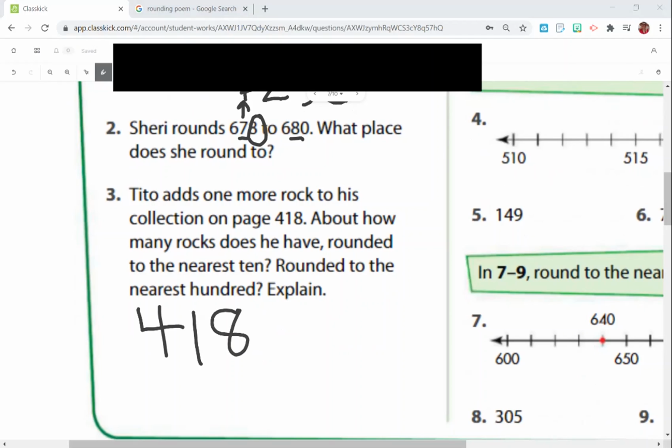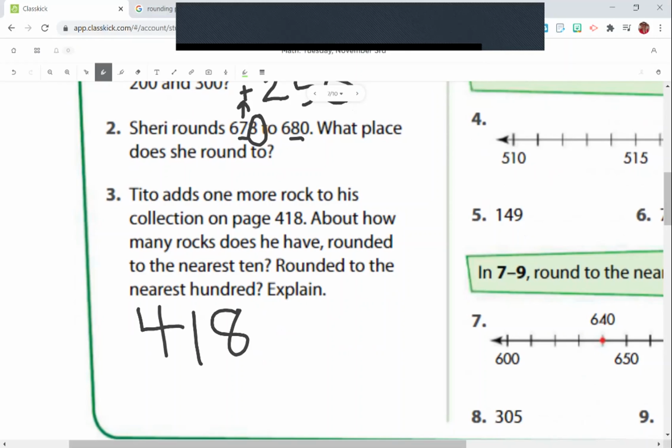I use different colors to find my place. So we are rounding to the nearest 10. So I'll find my place and look next door. That is the number that will change my tens place. If it is 4 and below, I'm going to let it go and not change my 1. But if it's 5 and above, I'll add 1 more.